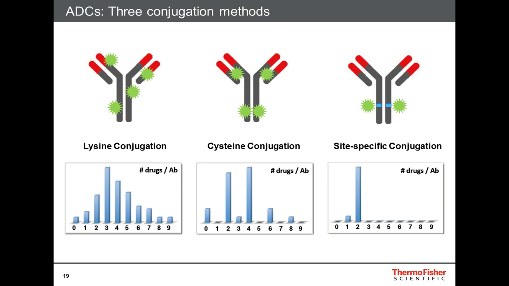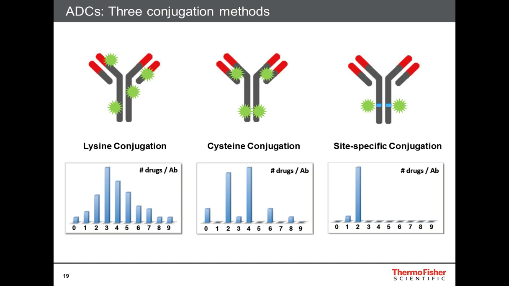With both of these approaches, as you can see, we don't have control over the degree of labeling. And also, we may be concerned with lysine conjugation that a dye or a drug present in the antigen-binding site may affect the affinity of our antibody. While with cysteine conjugation, we can expect over-reduction of disulfides to compromise the integrity of our antibody. In either case, this makes it more difficult to pursue regulatory approval for one of these compounds as a therapeutic.